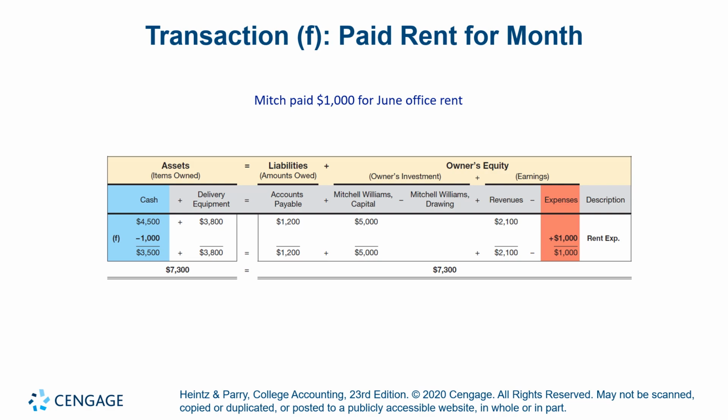this under expenses. Remember, expenses are things like the rent, the utilities, phone bills, those are expenses. Now, our expense account increases by $1,000. And then when we add everything up, it still balances.